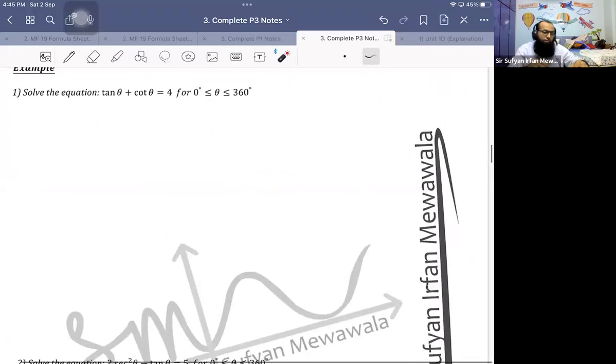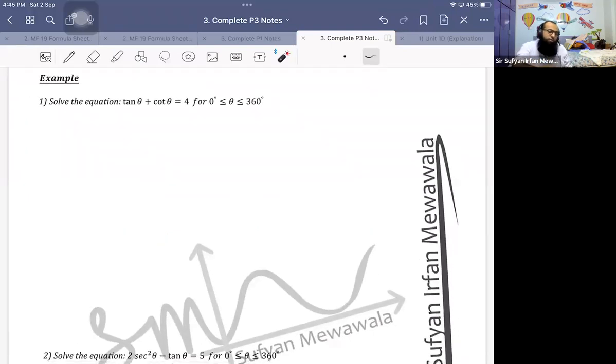All right, moving forward towards the example. Solve the equation tan theta plus cot theta equals 4 for 0 to 360. So just tell me, what are we going to do? How to solve it? Any suggestions? Maybe you can raise your hands and participate, or you can participate on chat as well.